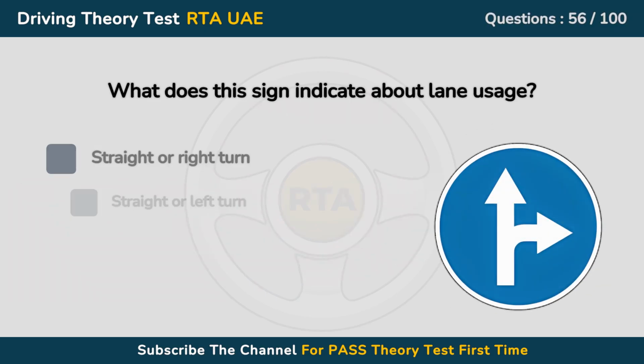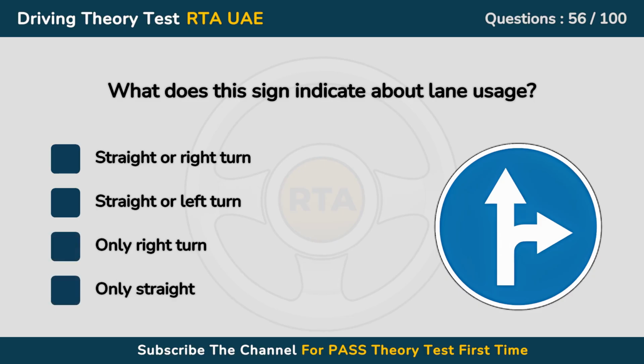Question 56. What does this sign indicate about lane usage? A. Straight or right turn. B. Straight or left turn. C. Only right turn. D. Only straight.